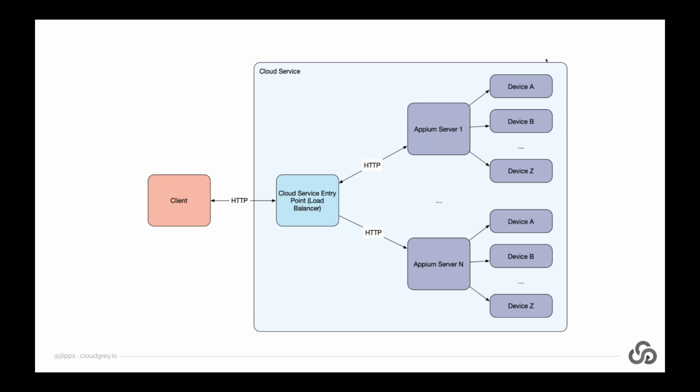But notice that within this architecture, we don't just have an HTTP request between the client and the cloud service entry point. We also have HTTP requests between the entry point, the load balancer, and the utmost Appium servers that are actually connected to devices and actually running the Appium software. So, what kind of network connection lies between the load balancer and these Appium servers? Well, as a user of the cloud service, you don't necessarily know. It could be local, it could be within a single data center, but it could also be across the world.